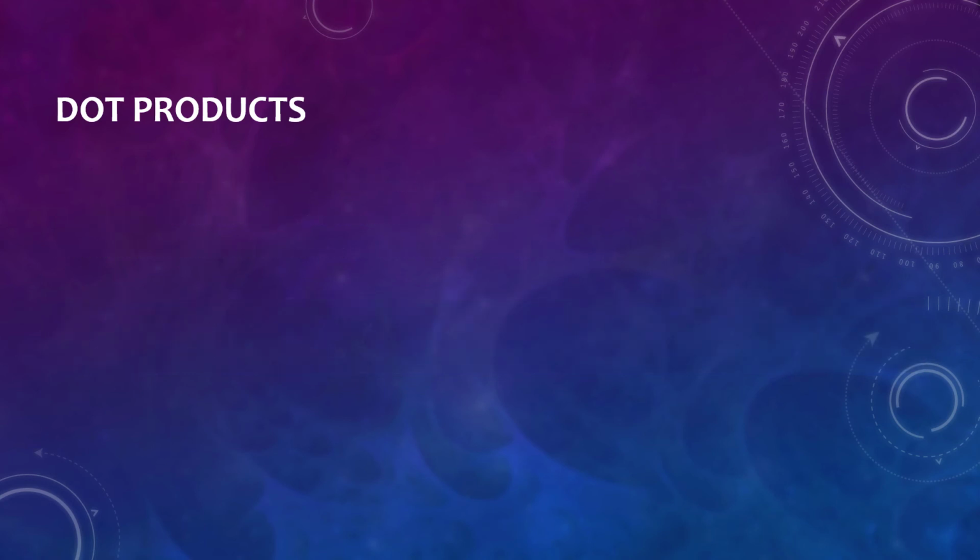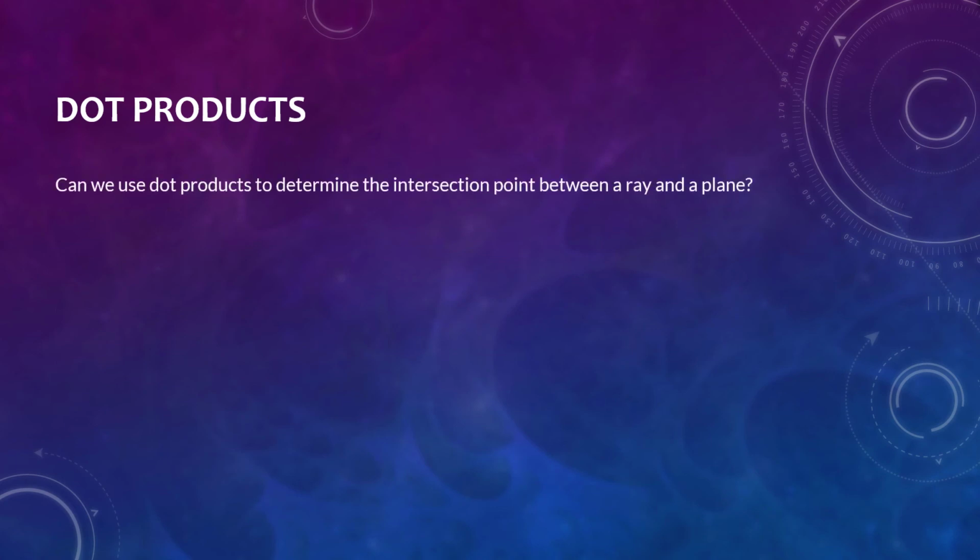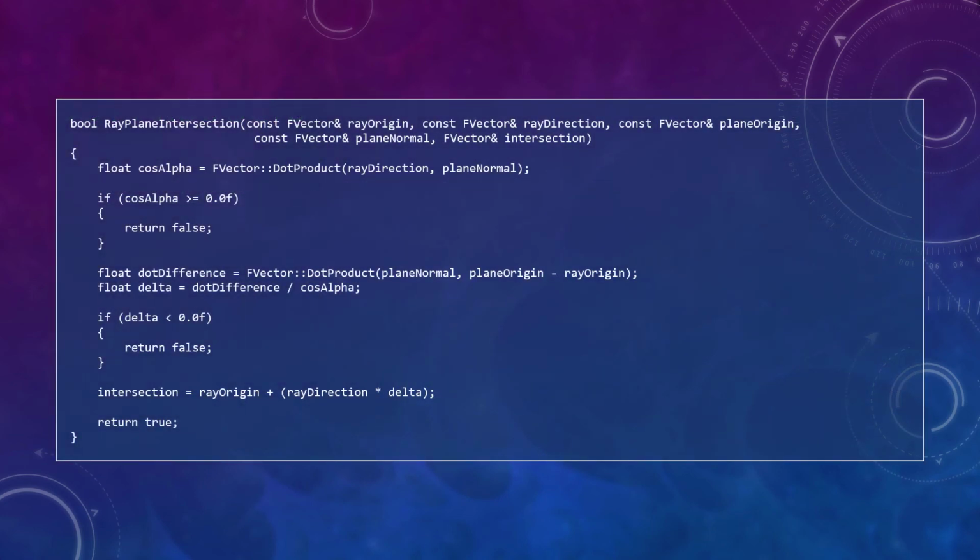Now, moving on, how about something a bit more mathematical? Shall we see if we can use dot products to determine the intersection point between a ray and a plane? Yeah, let's give it a shot. Look at that, just a couple of dot products and a bit of vector arithmetic and away we go.